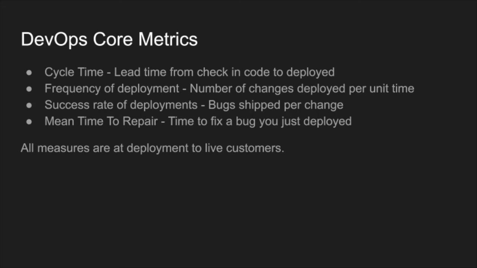Now turning to the other standard metrics that are part of this standard model and often associated with parts of DevOps. The four main ones are cycle time, so the lead time from check-in to code deployed. The frequency of deployment, so how fast are you putting something out? What are the number of changes you're putting out? What is that velocity?